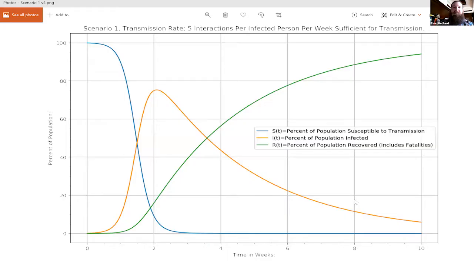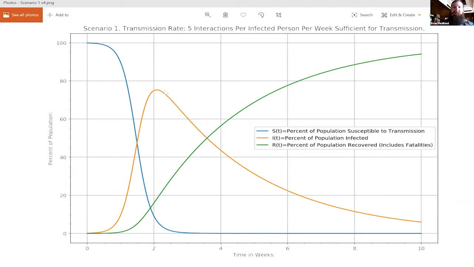So this first graph is all based on a scenario where we're assuming 1,000 people for a population. We've got an assumption that it would take 3 weeks for recovery once a person is infected. And we are assuming an initial infection of just one person. So as we look at this, the first scenario is looking at a transmission rate of 5 interactions per infected person per week, sufficient for transmission. And the line that we're really wanting to focus in on is this orange one.